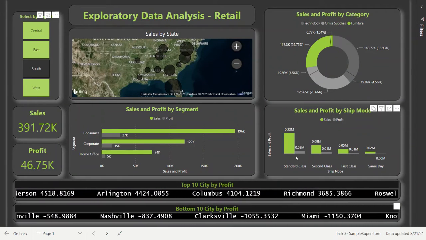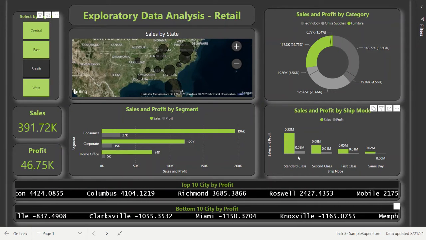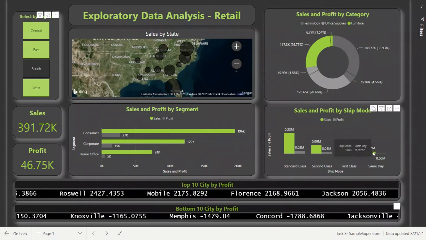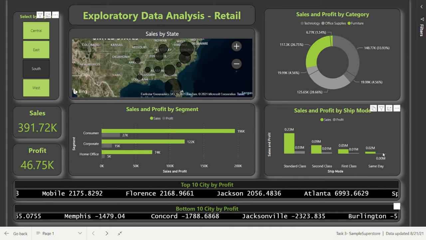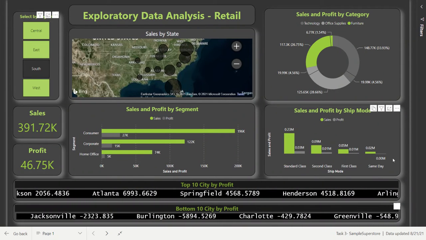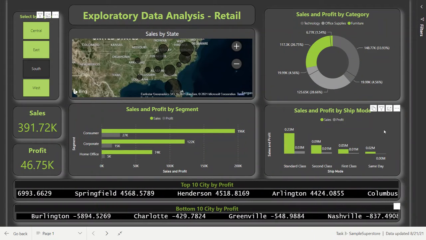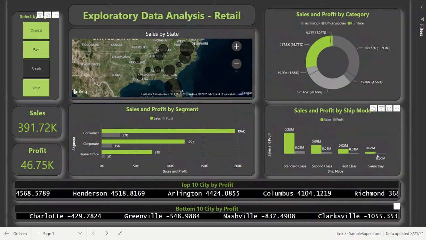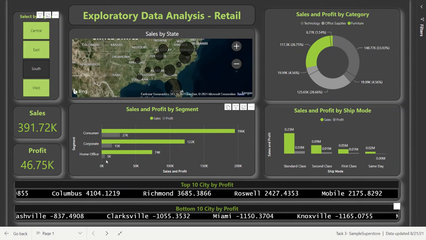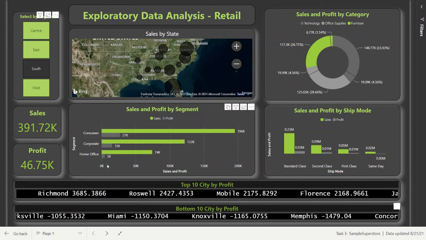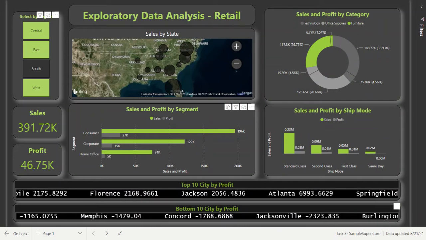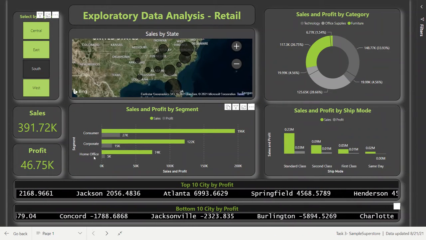Again, in the ship mode, we can see that in the standard class we get the maximum sales and maximum profit, and in the same day class we get fewer sales and less profit. Through this, we can conclude that if we talk about the ship mode, we have to focus on the same day class. We have to increase its profit as well as its sales. In the segment part, we have to work on the home office, that is the consumers who are working from home as an office, they purchase more goods from your company.